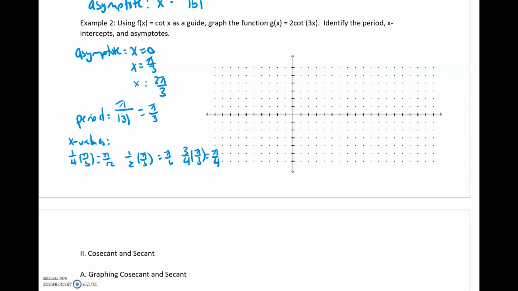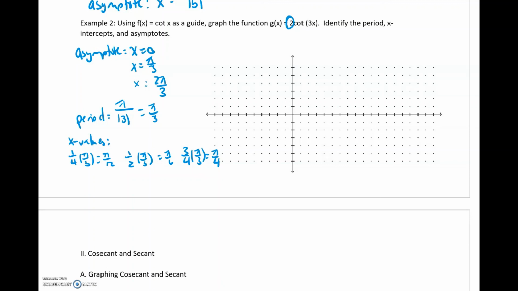So that's basically what your pi over 4 has turned into pi over 12. Pi over 2 has turned into pi over 6, right? And then your 3 pi over 4 has turned into pi over 4. And then what are those corresponding points? Well, that's where, again, the amplitude comes in. So remember, with cotangent, we're going to go positive, 0, negative. We're going to go down.